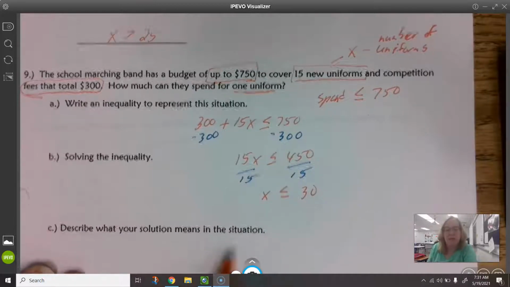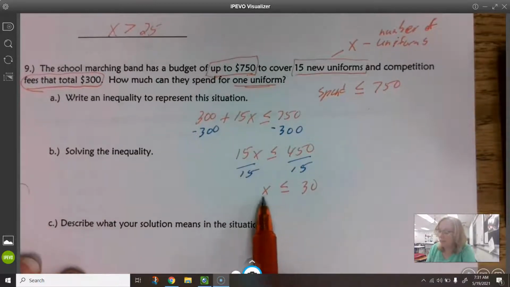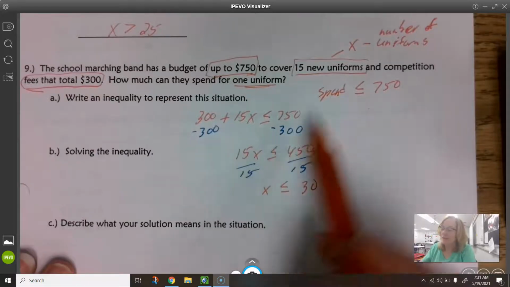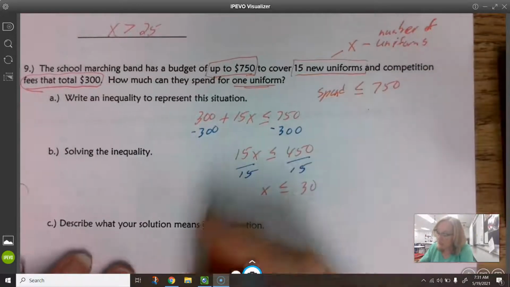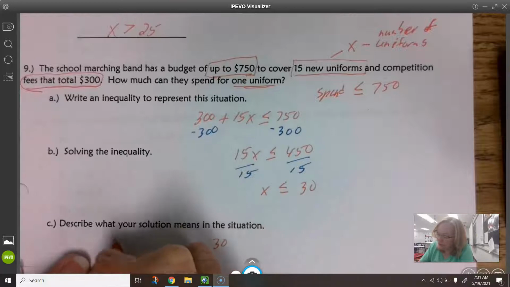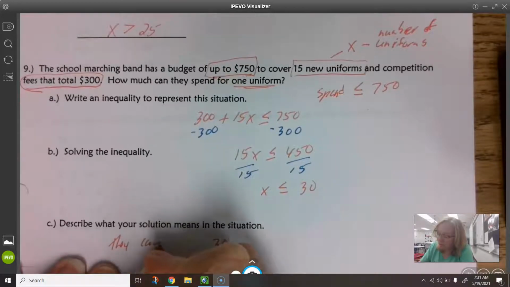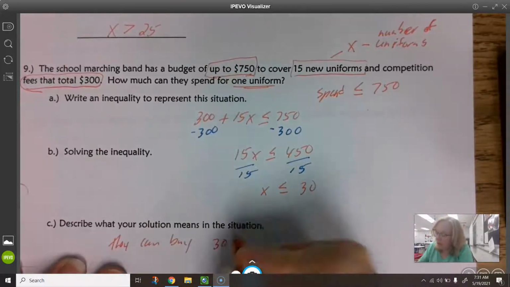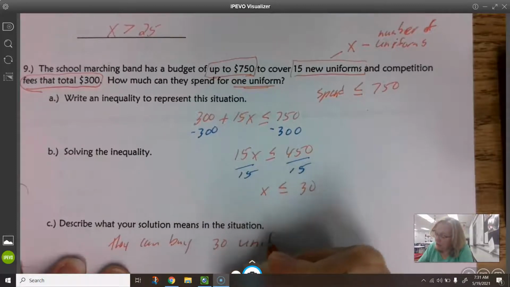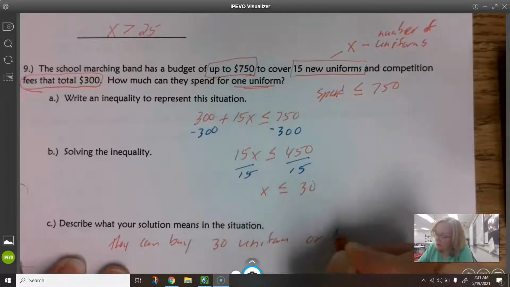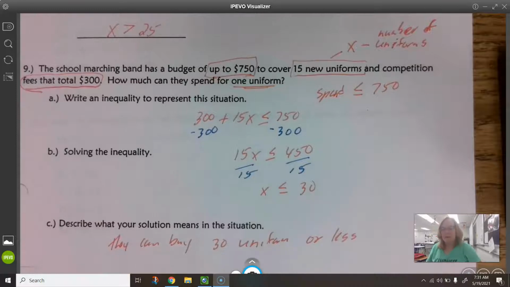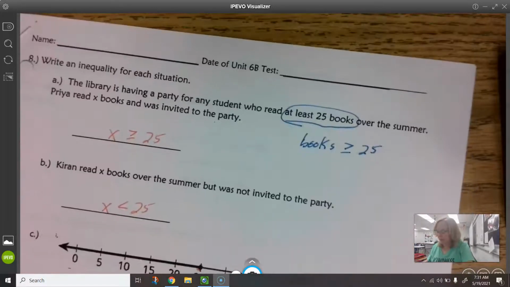Describe what your solution means. So this means interpret what you've just done. X is less than or equal to 30. What's X? X is the number of uniforms. So you can get 30 uniforms. They can buy 30 uniforms or less. Okay? Good. Next page.